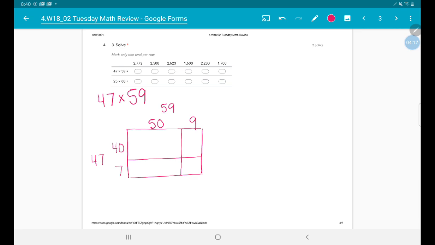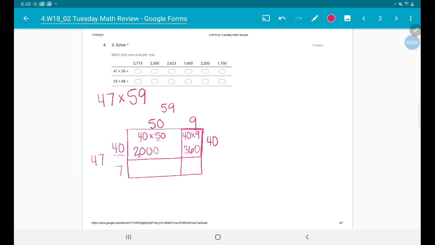So to find the area of this large part, I'm going to multiply the length times the width, 40 times 50. 4 times 5 is 20, and I need to add two zeros to the end. The area of that section is 2,000. To find the area of this part, I'm going to multiply the length times the width. Now this side is 9. And if it's 40 over here, then this length has to be 40 as well. So I'm going to multiply 40 times 9. 4 times 9 is 36. And I have one zero to add, so 360.